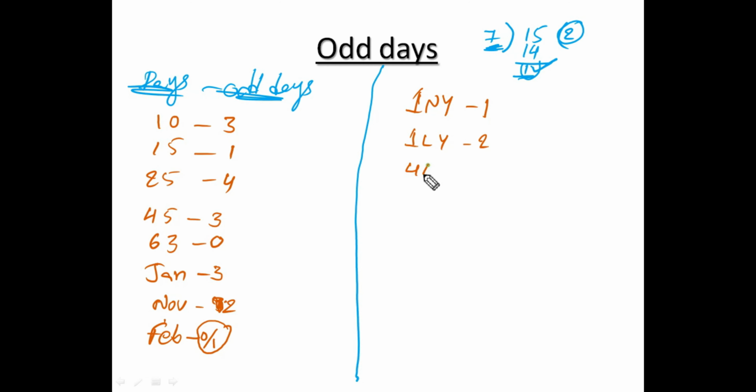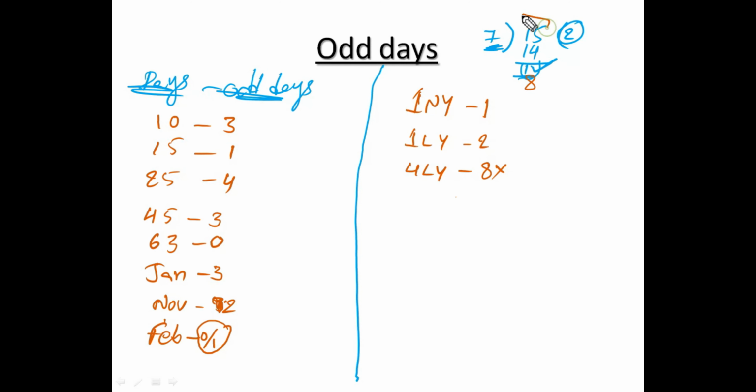4 leap years consists of... 1 leap year 2, so 4 leap years, 4 twos are 8. Right? No, 8 is not the right answer. So how can we get the answer when we divide by 7? Again we have to do division. There is a range for odd days.